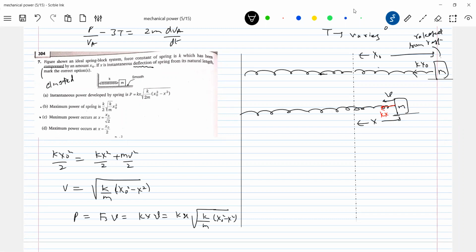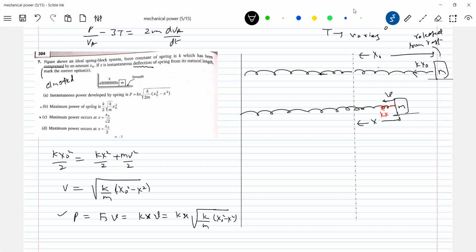Work done is defined for an event, not at that instant. So instantaneous work is quite meaningless. We don't have any such physical quantity. So you have to be careful in the exam. Now this is about the power. So instant power developed. Okay, we can't pick up option A.